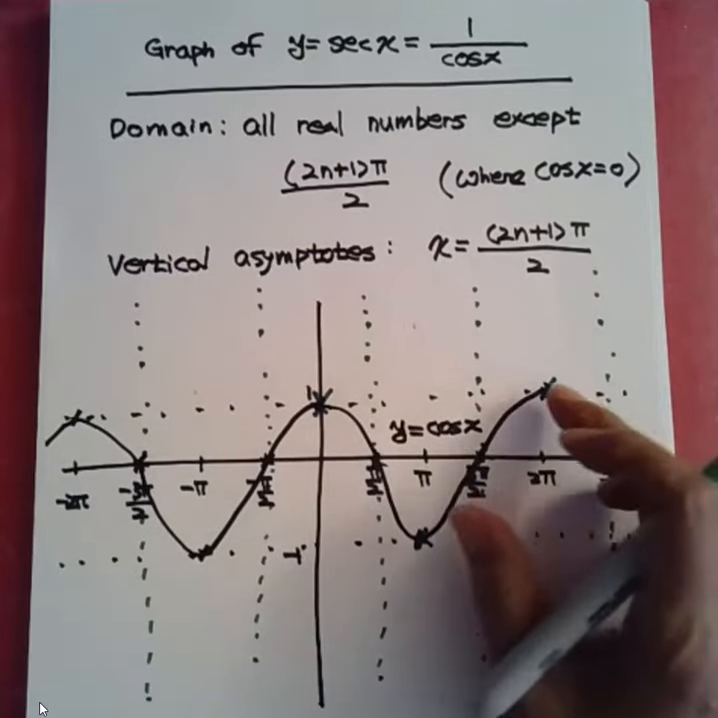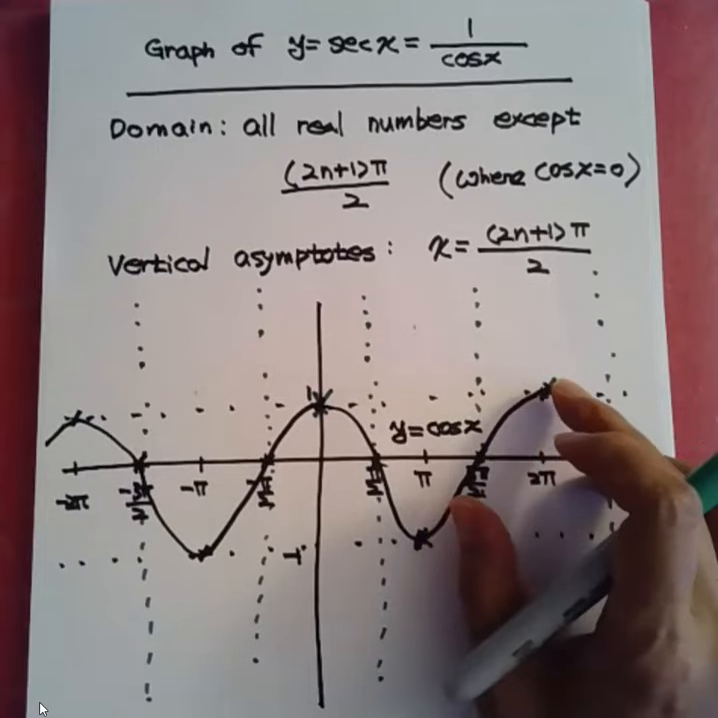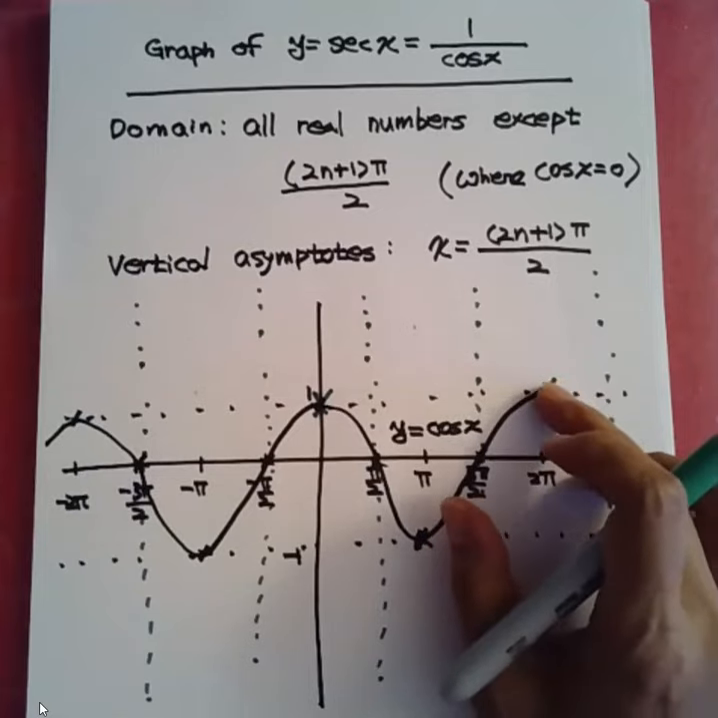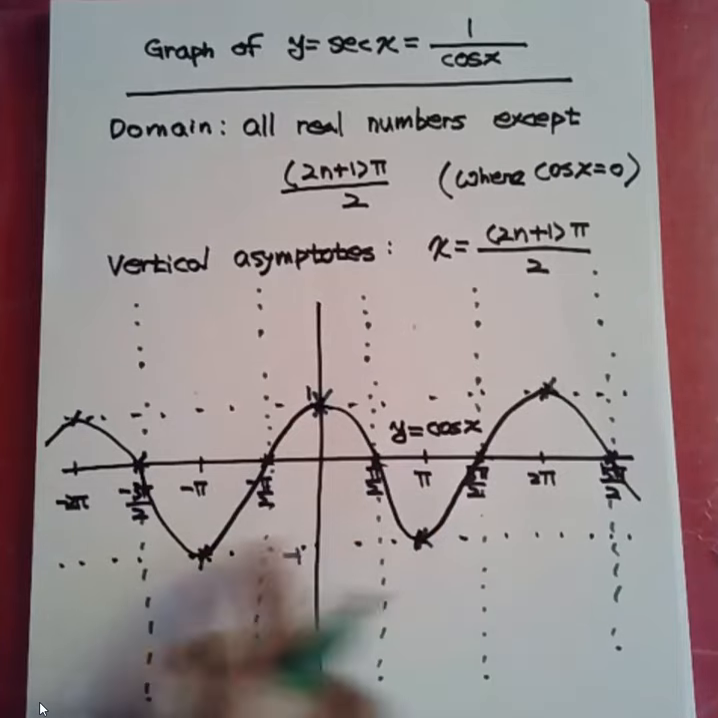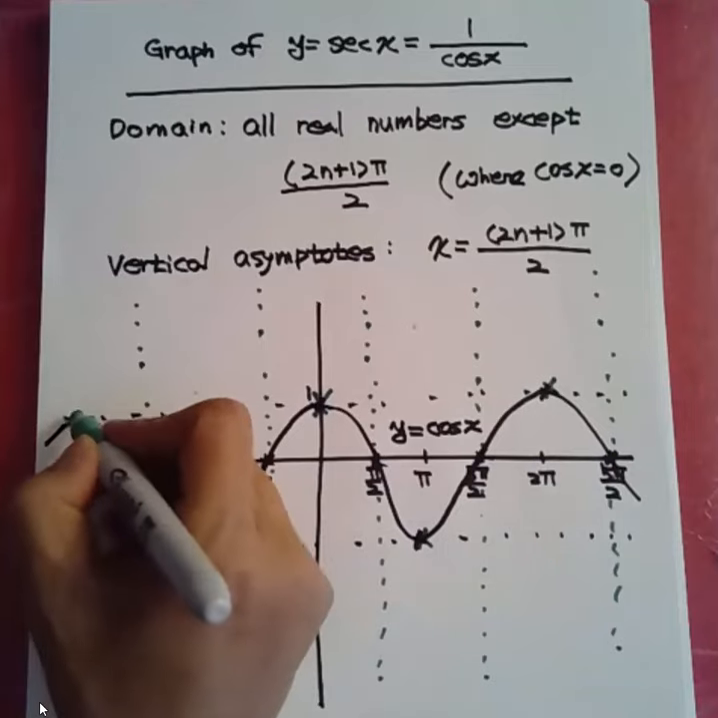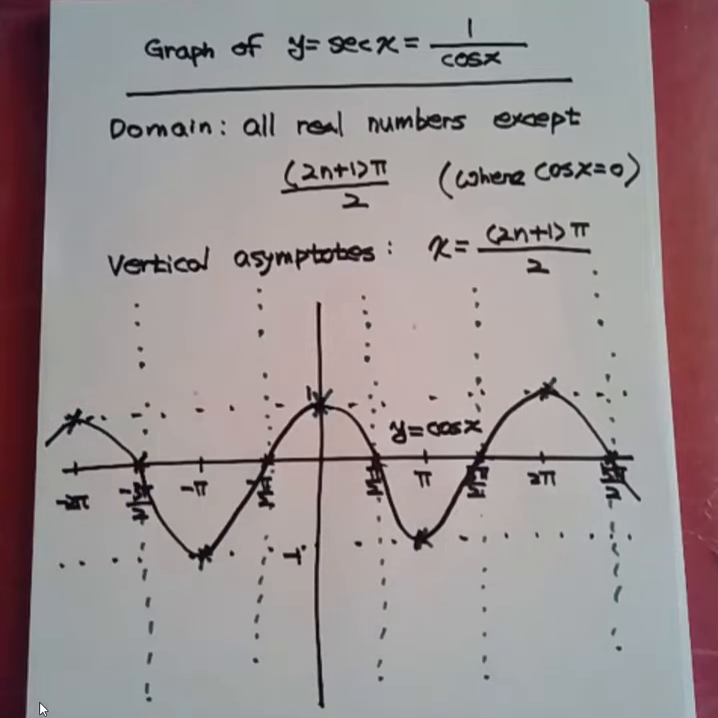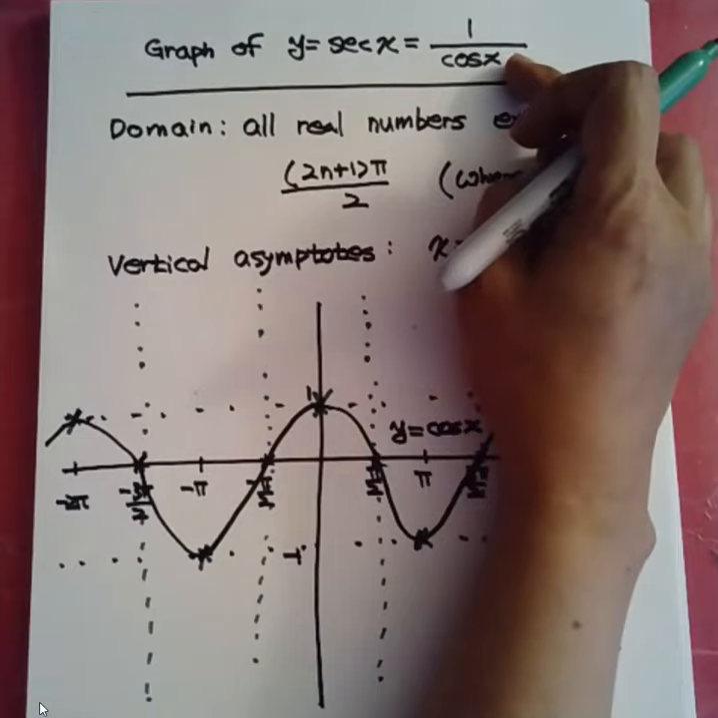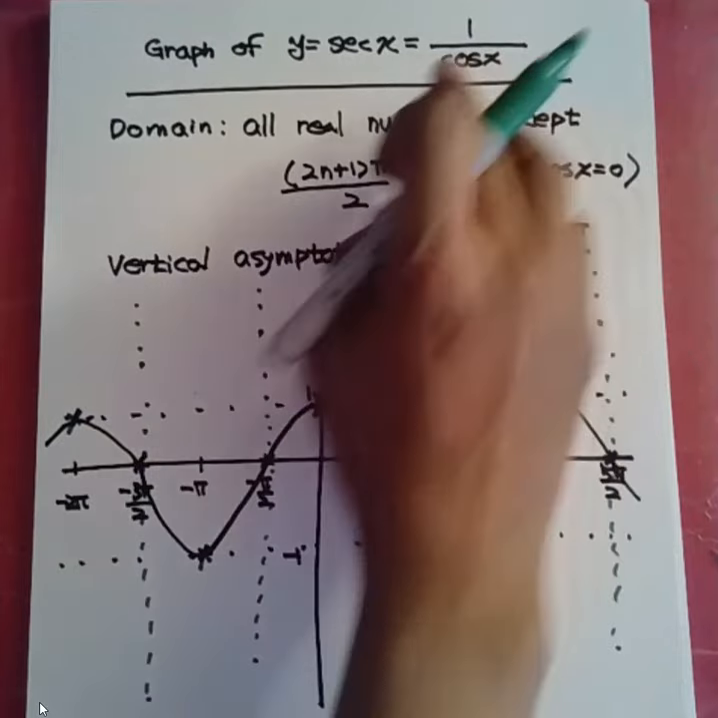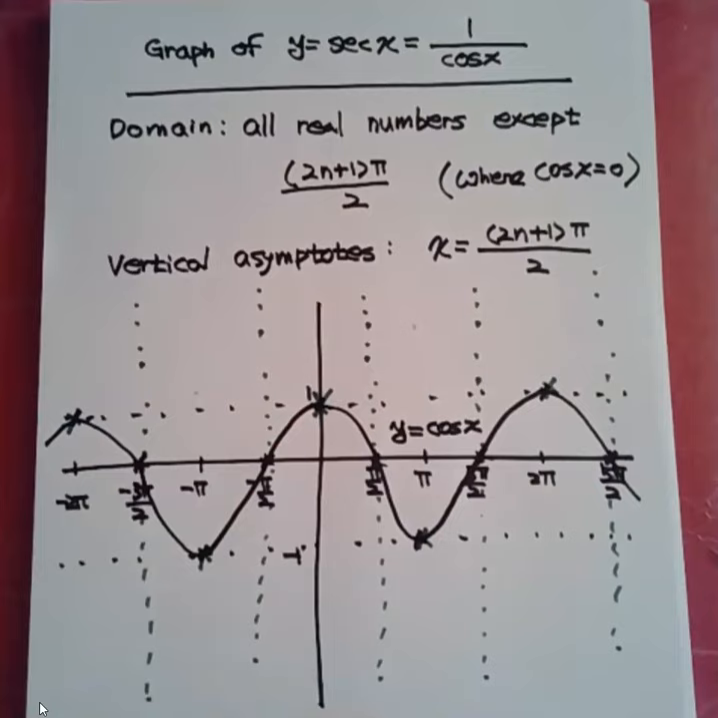So maximum of the cosine function will become, this time, local minimum of the secant function. And the minimum of the cosine value will become a local maximum of the secant function. What we discussed before is when cosine value becomes smaller and smaller, its reciprocal value will become larger and larger.